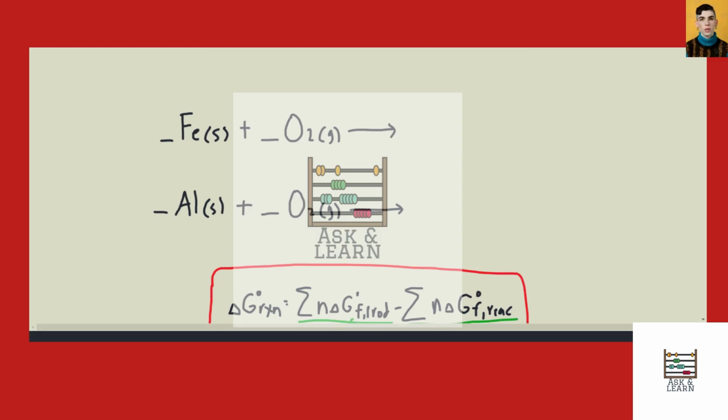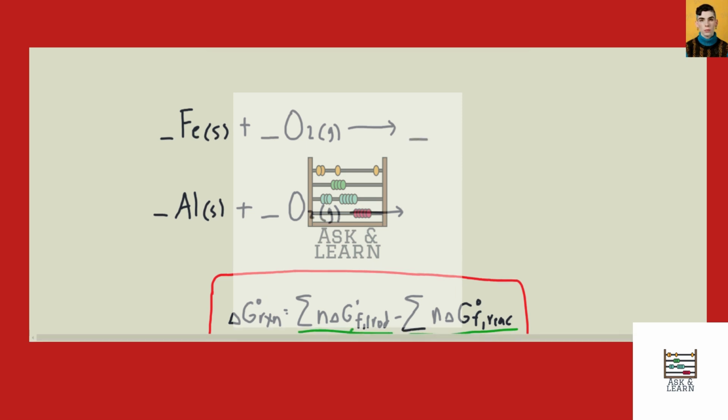The first step in this problem is to write out the oxidation reactions of both iron and aluminum metals into their respective metal oxides. Starting with the oxidation of iron, when iron and oxygen form a metal oxide, it's usually between iron 3 plus and oxygen, which always has a charge of 2 minus. So when we combine those into a compound, it's Fe2O3.